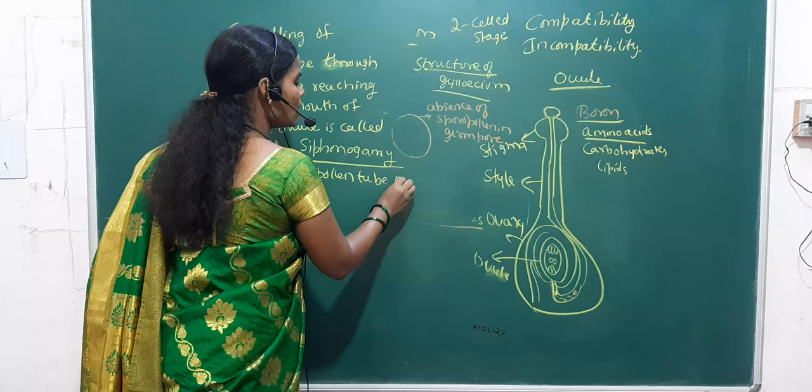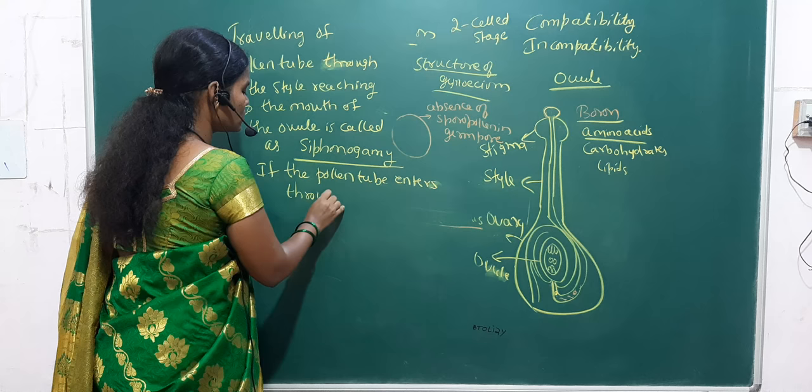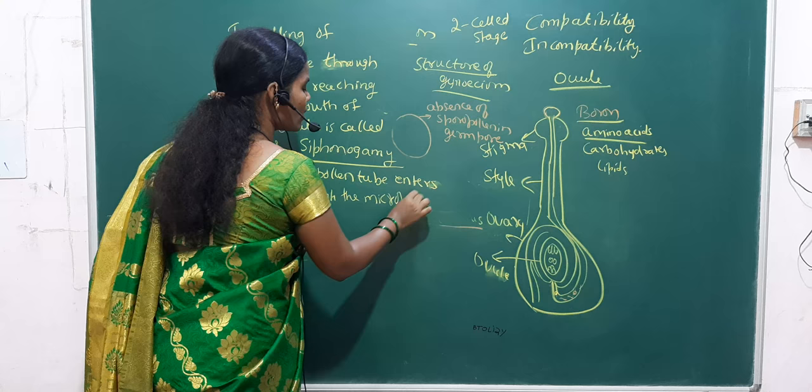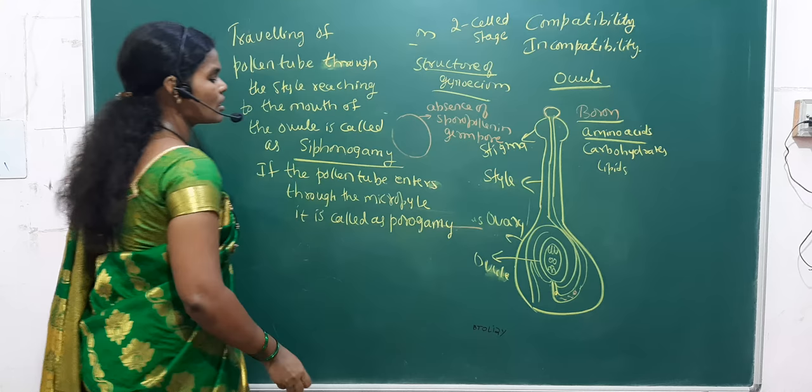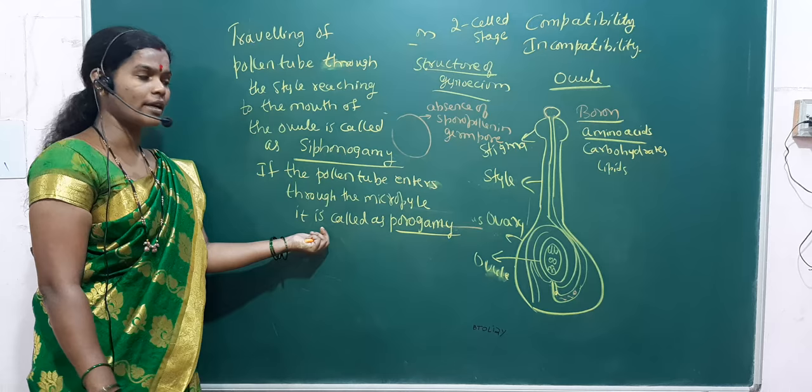If the pollen tube enters through the micropyle, it is called as porogamy. It is also very important. If the entry of the pollen tube occurs through the micropyle, it is called as porogamy.